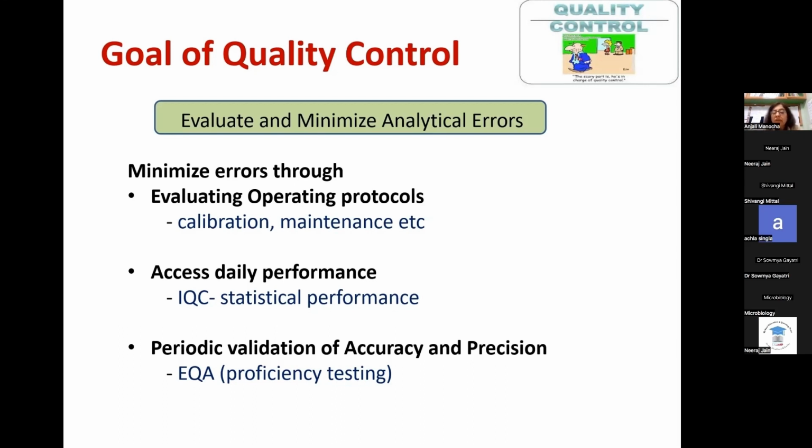And finally, we have the periodic validation of accuracy and precision. This periodic validation could be monthly, could be 3 monthly, and this is done through the EQA or the proficiency testing. That is external quality assessment.